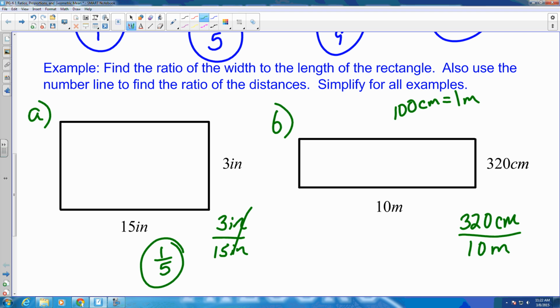meter. So that means I can rewrite this ratio as 320 centimeters over, which means I can take 10 and multiply it by 100, which then gives me 1,000 centimeters. The centimeters cancel, and 320 over 1,000 can be reduced to 8 over 25. Okay.